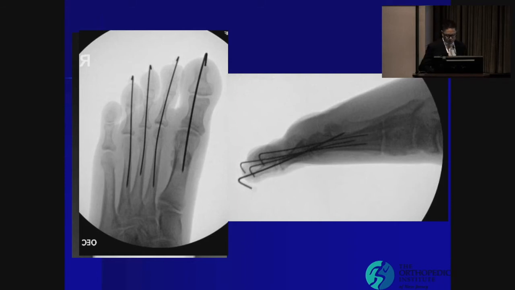Now, I keep these pins in once they're fixed for about 1 month. I pull them in the office, and then I start the range of motion of the toes at that point. I don't allow them to move their toes as far as active and passive range of motion until I pull the pins out. And obviously, they're walking on their heels or not at all.